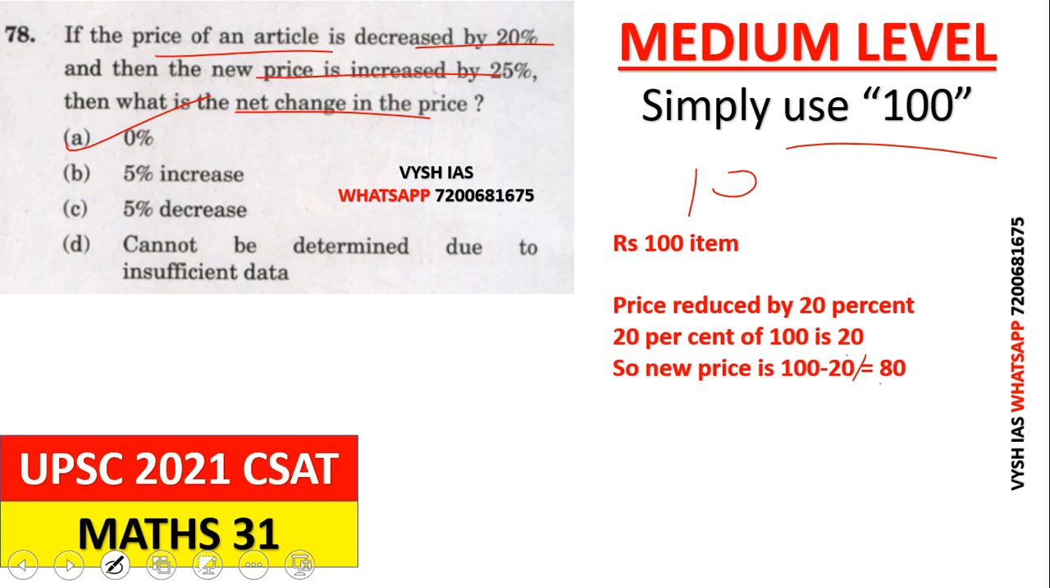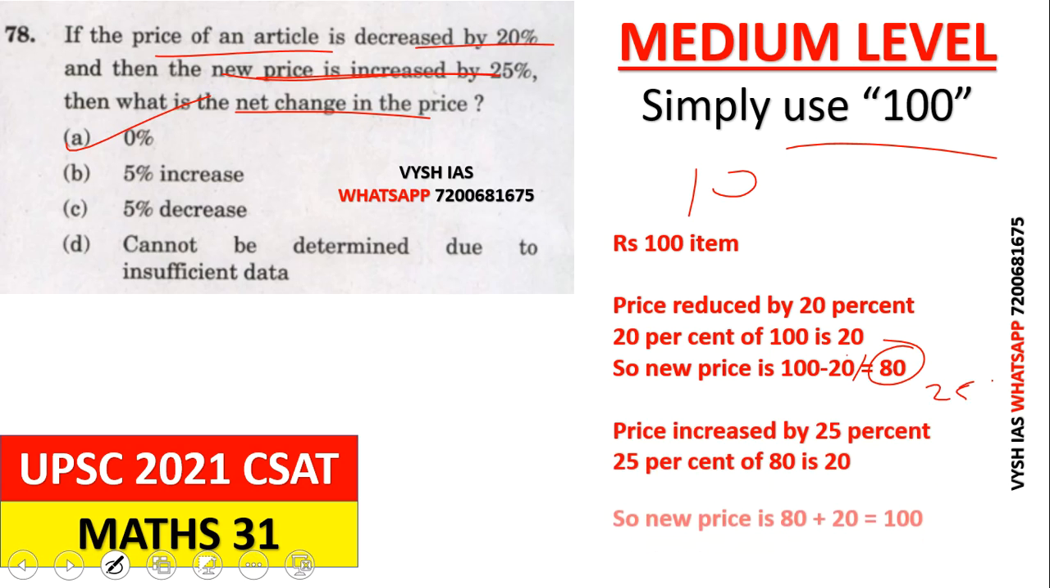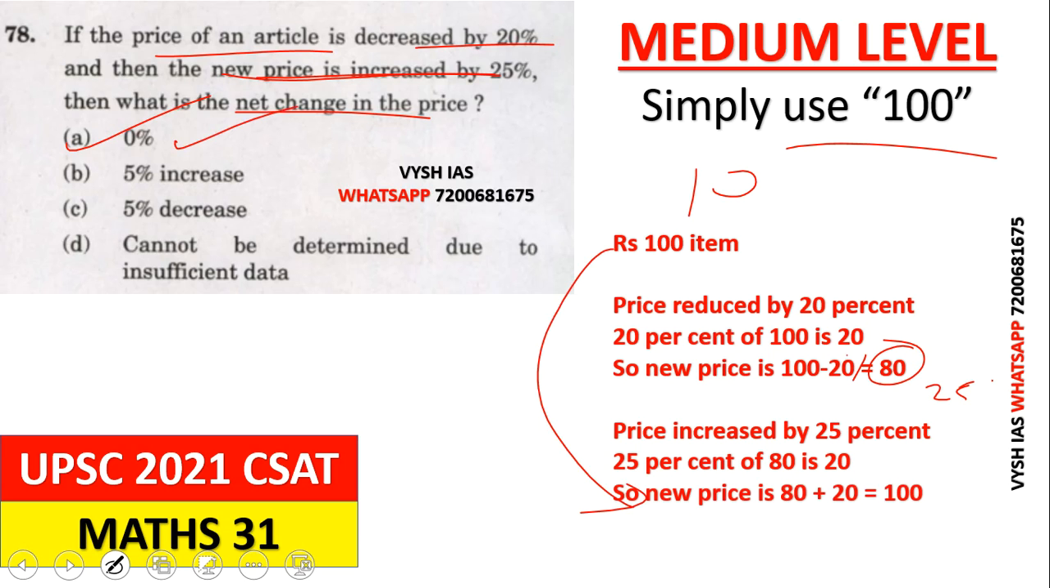That's the reduced price. Now that person is increasing the price by 25%. So now this is the present price. What is 80's 25%? 80's 1/4. 80's 1/4 is 20. Price increase by 25% means 80's 1/4 is 20. 80 plus 20 is equal to 100. So where we started, we reached back there. So there is 0% change.